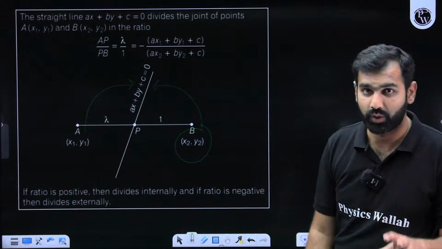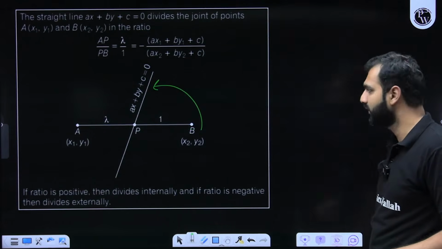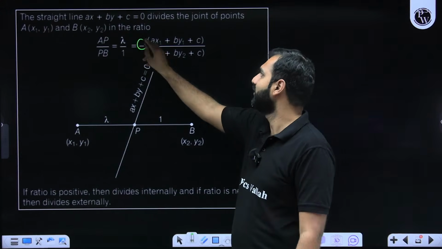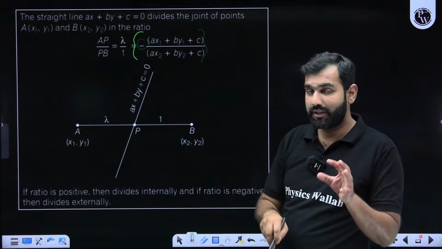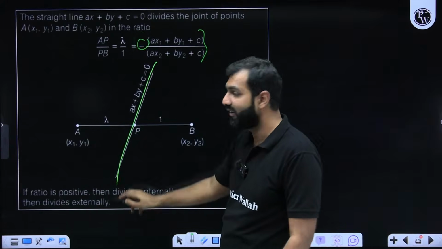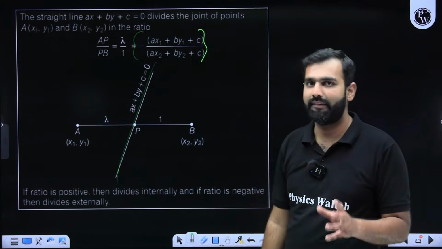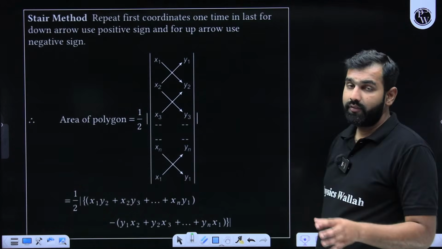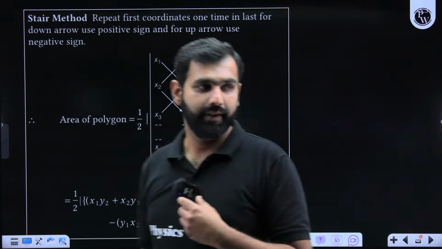Remember this. This is one of those short techniques which you're supposed to remember. Of course, after putting this negative sign, when you solve it finally, if this value turns out to be positive, it means the line is dividing it internally. If it is negative, the line is dividing it externally. Don't forget that. Whenever you're given a polygon, just hold on for a while. Give me a second.